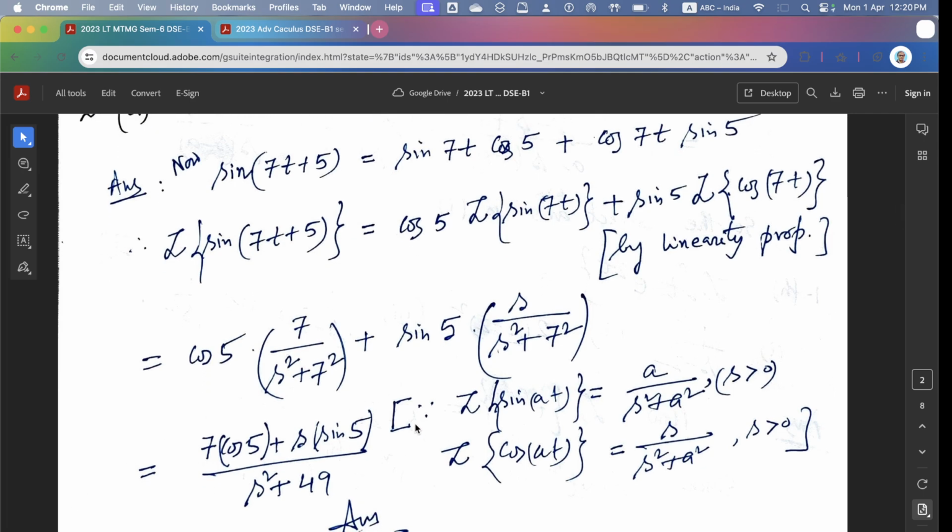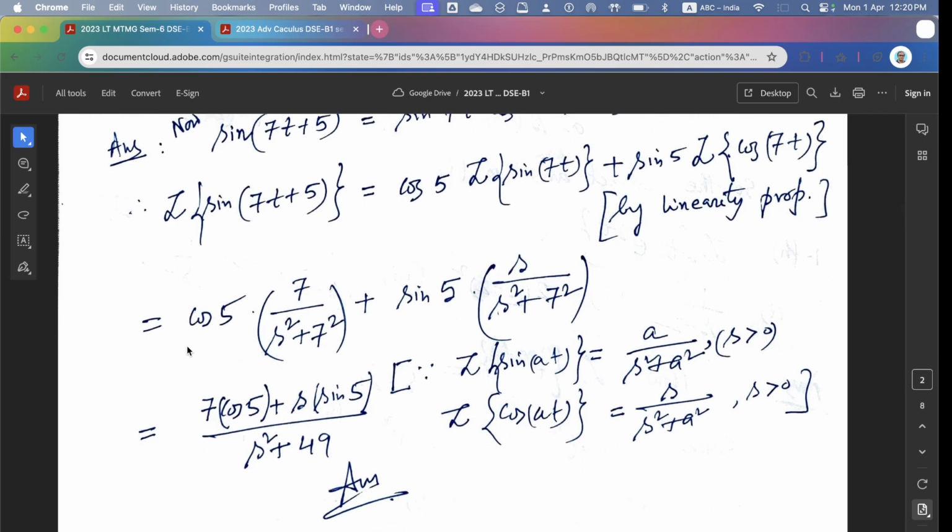Laplace transform of sin at is equal to a by s square plus a square, s greater than 0. So this is equal to 7 by s square plus 7 square. And Laplace transform of cos at equals s by s square plus a square, s greater than 0, so s by s square plus 7 square. So after simplification we get (7 cos 5 plus s sin 5) by (s square plus 49).